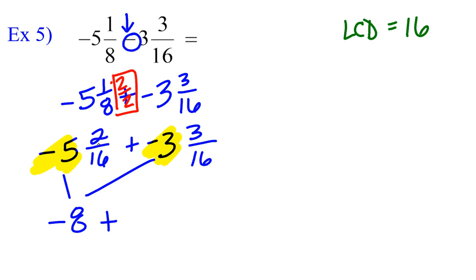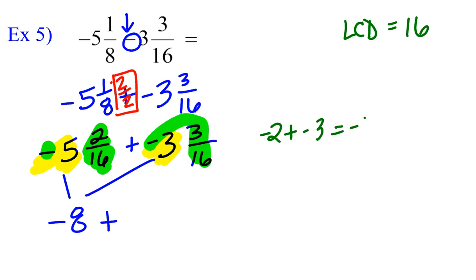I'm going to color them in green. I have 2 sixteenths and I have negative 3 sixteenths. Remember that negative still goes out here. So basically what I'm looking at is 2 plus a negative 3. Negative 2 plus a negative 3. I need that negative sign out there as well on that negative 2. You see it out here too? It's going to go here. So negative 2 plus negative 3, we see that that's going to give me negative 5.